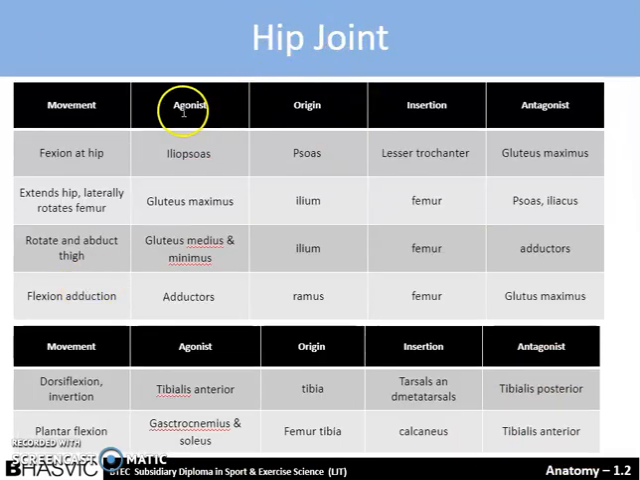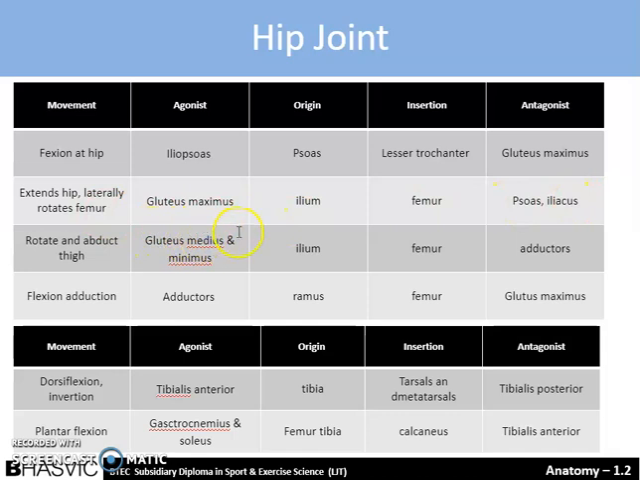Now onto the hip joint, where the agonist is the iliopsoas, and the movement is flexion at the hip. The origin is the psoas, the insertion is the lesser trochanter, and the antagonist is the gluteus maximus. Now moving on to the gluteus maximus as the agonist, not the antagonist. The movement can extend the hip and laterally rotate the femur. The origin is the ilium, the insertion is the femur, and the antagonists are the psoas and the iliacus.